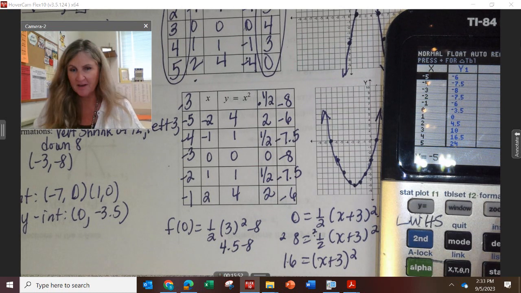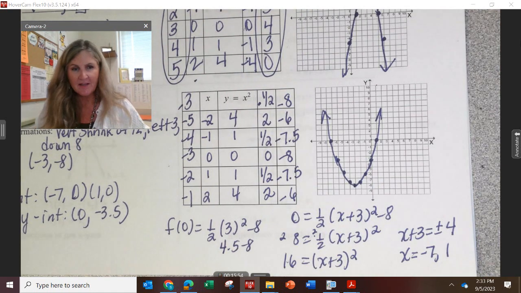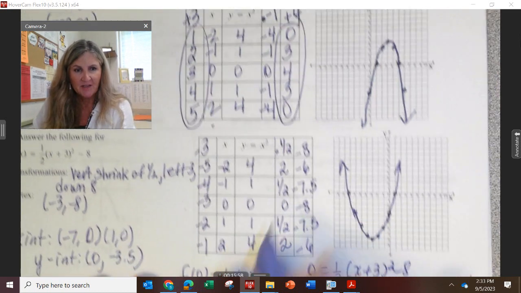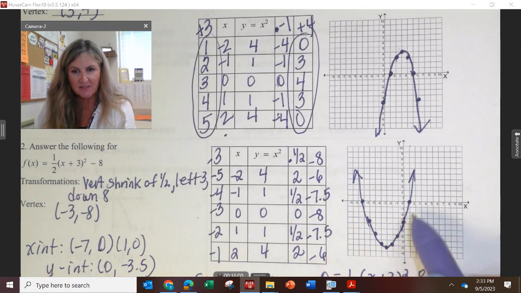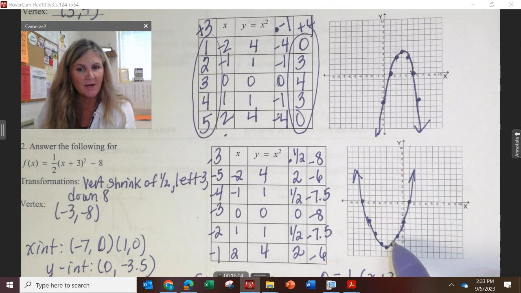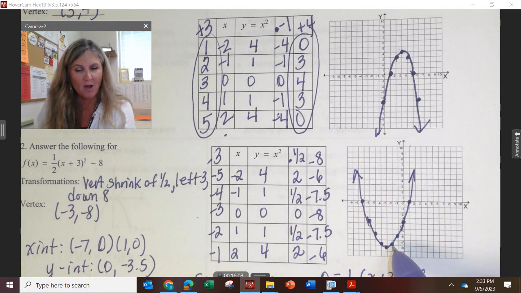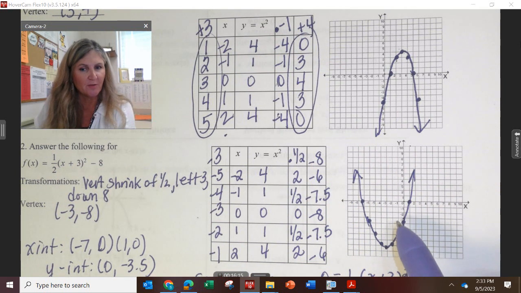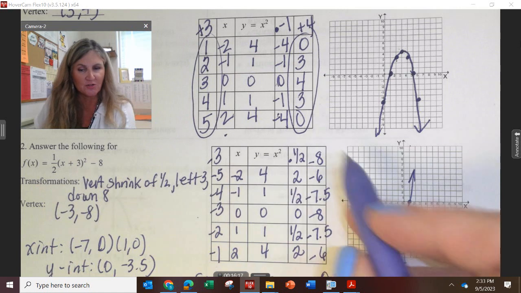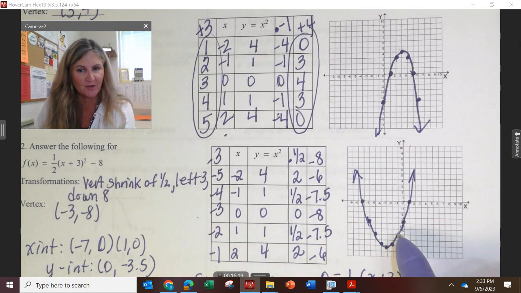Good. All right. Awesome. Hey guys, the other way you can do this, if you don't like doing the whole table thing, is just going off the vertex of -3, -8. Normally if I go out one, I go up one, but because of the vertical stretch, if I go out one, I go up half of one. Normally if I go out 2, 2 squared is 4, so I'd go up 4, but because of that vertical stretch of a half, if I go out 2, I go up 2.